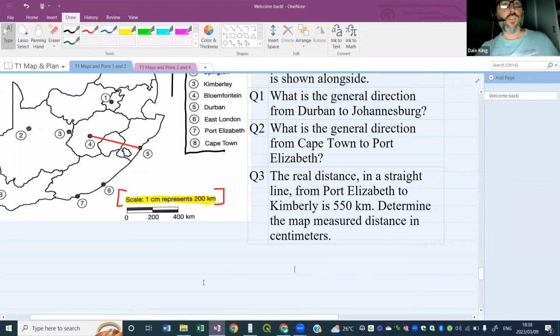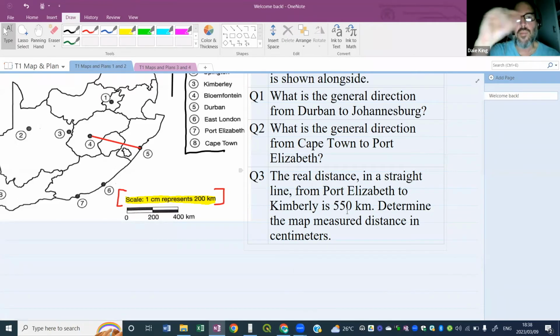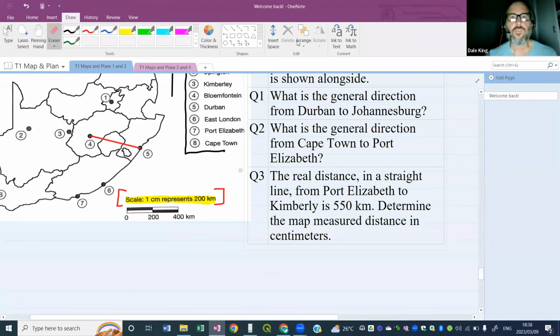Now, I know what you guys are thinking. So just get the ruler and measure it. Yes, okay, I understand. But let's use the scale to try and work this out. So we're practicing using the scale. So the real distance is 550. Tell me what that is in centimeters on my map.